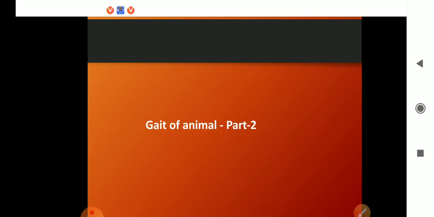Okay, let's start today's topic. It's the second part of the Gait of Animals. Last time we finished part one. In part one, we discussed movement and locomotion, then movement in earthworm, then movement in snail. Right? Today we discuss movement in cockroach, then fish, then movement in birds, movement in snakes, then in human beings. Right? Okay, let's start one by one.